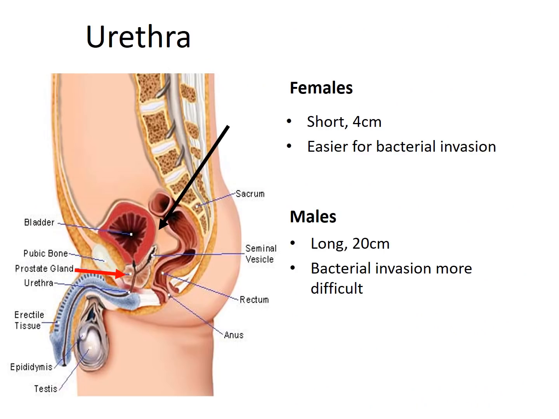And then from the bladder out the urethra. In females, the urethra is shorter, making it easier for bacterial invasion, thus making the increased incidence of urinary tract infection in females. In males, the urethra is longer, making it more difficult for bacteria to invade.